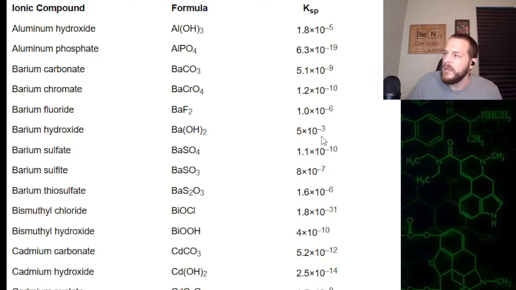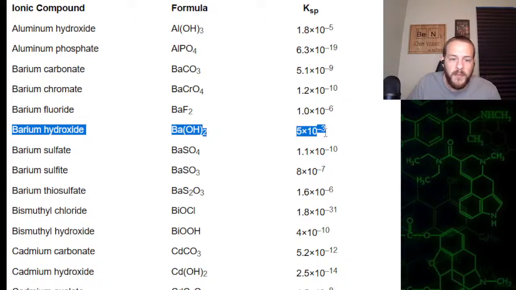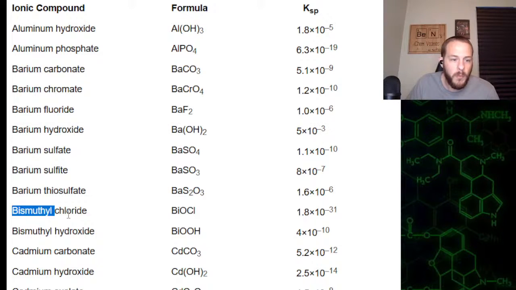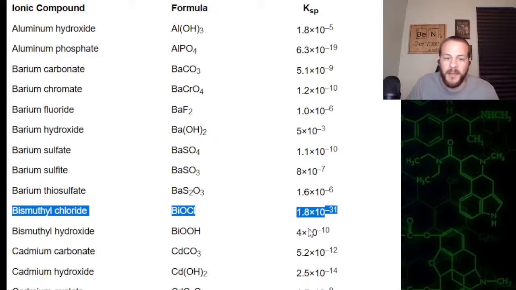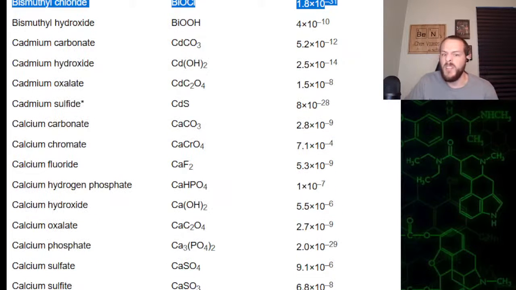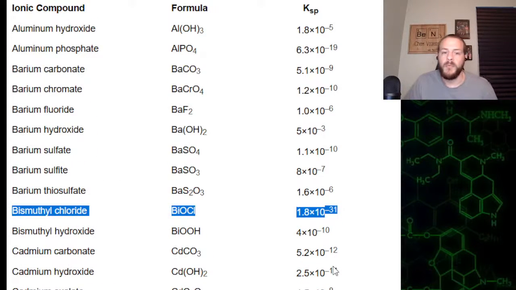But notice that not all insoluble ionic compounds are created equally, right? I mean, you have barium hydroxide over here with a KSP value of 5 times 10 to the minus 3, right? That would be considered insoluble, but barium hydroxide is looking over here at bismutyl chloride with a KSP value of 1.8 times 10 to the minus 31 and saying, hey, I might be insoluble, but at least I'm not as insoluble as you, right? So again, not all of these compounds are created equally. Even though none of them dissolve to any significant extent, some of them do dissolve to a greater extent than others, as shown by their various values of KSP across this table here.